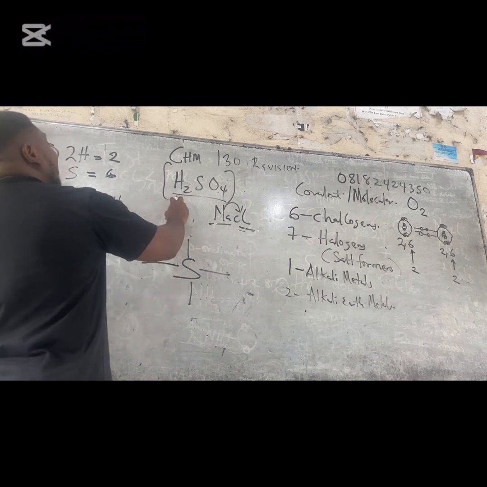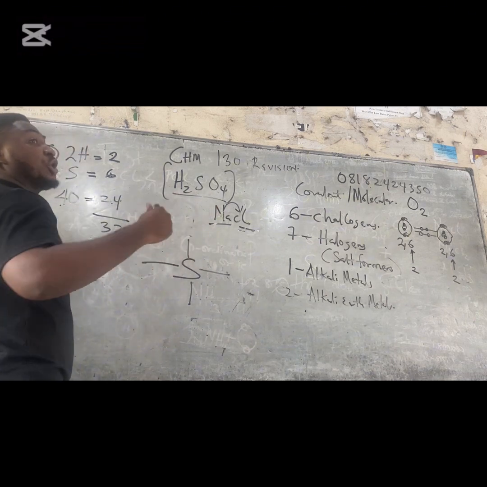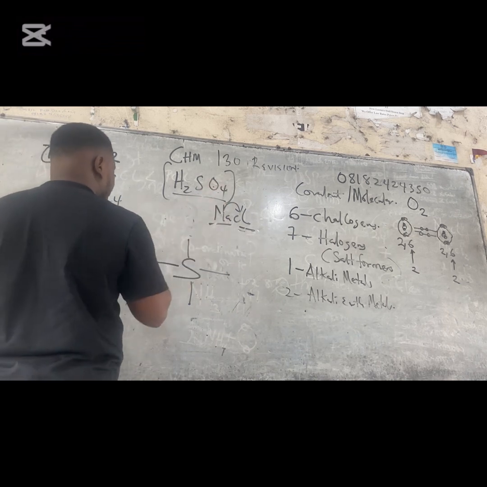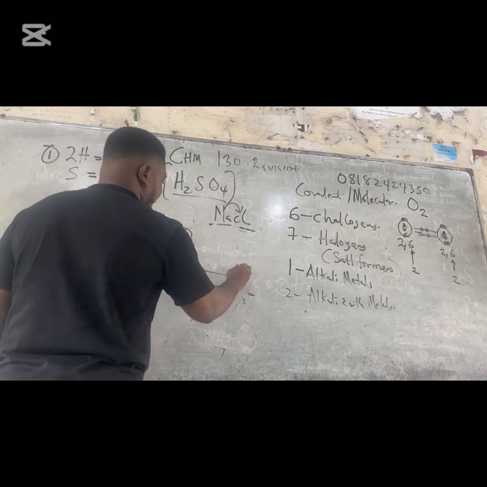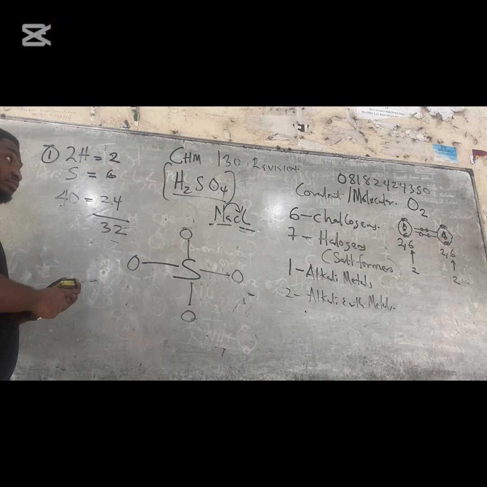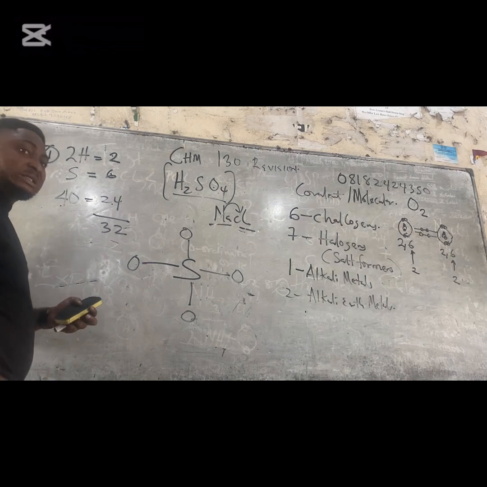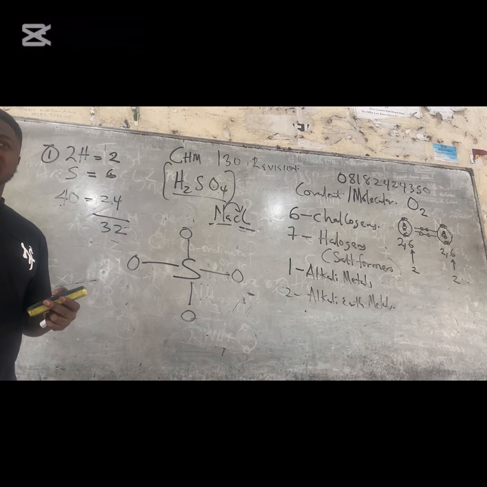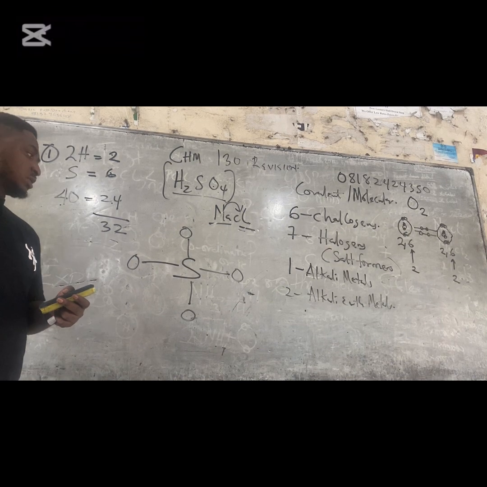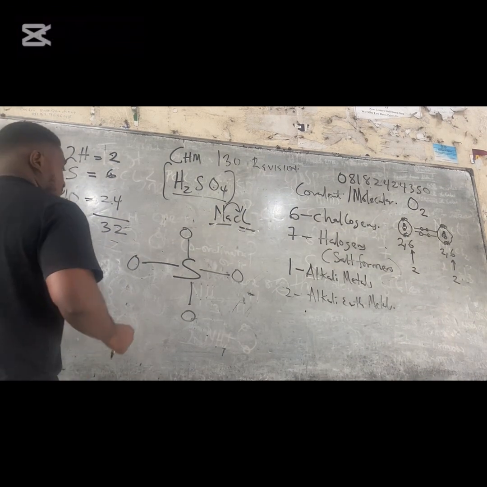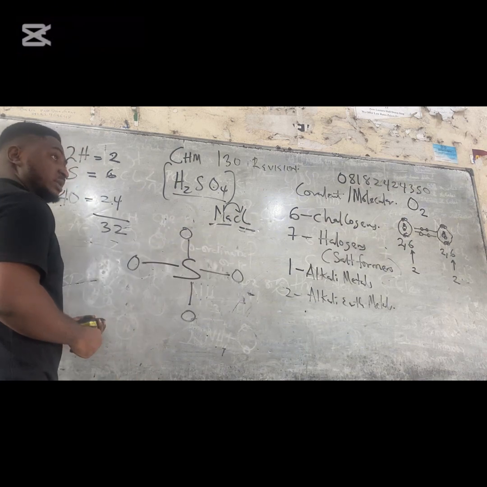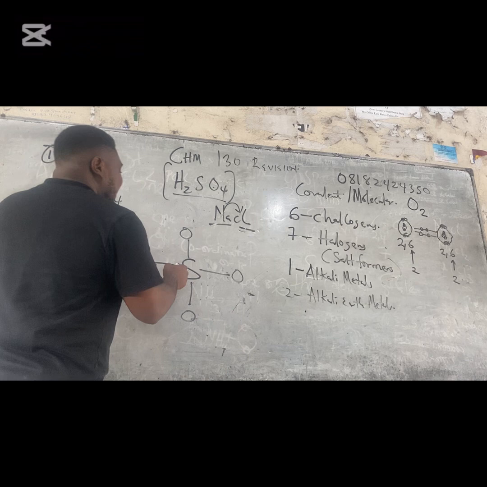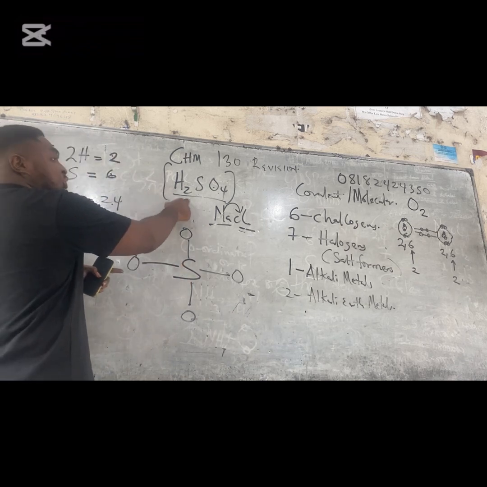Now use bonds to join the central atom to the others. Class, anytime there's hydrogen and oxygen, join hydrogen last. So I'll first join these 4 oxygens: 1, 2, 3, 4. Class, this sulfur, we still have hydrogen to join to the central atom, right?